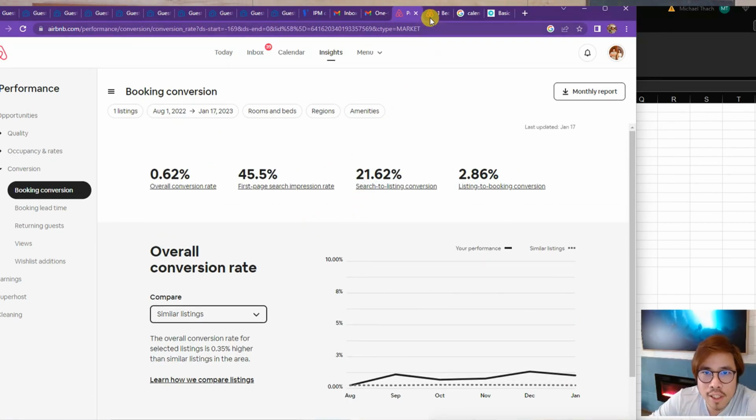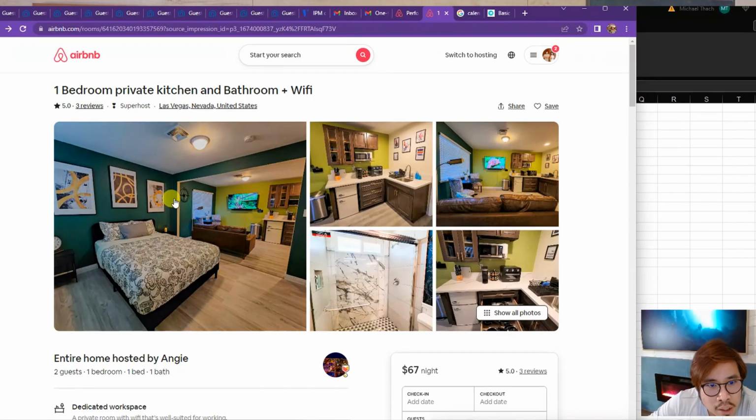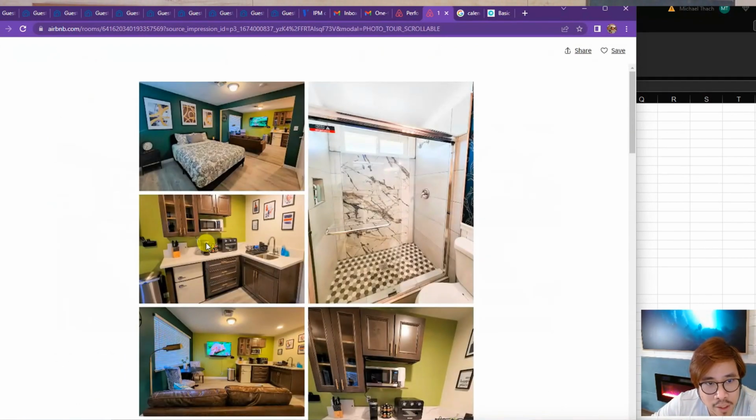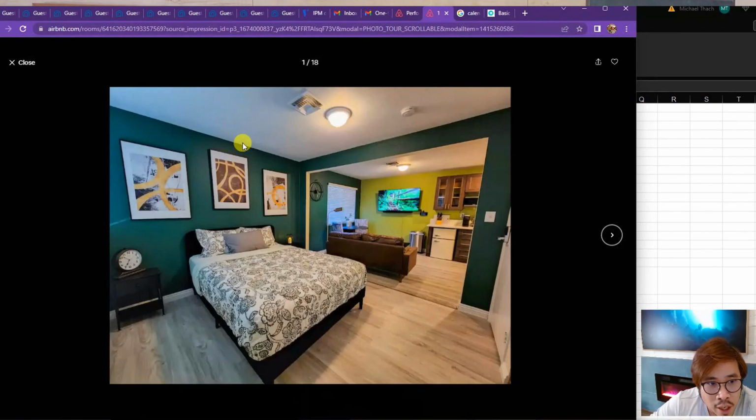So let me show you the listing. So this is the listing right here, and this is the picture everyone will see at the beginning. I try to capture everything that was important to me. So when you take pictures, try to have the lights on, take it with a wide angle, and let people see what is important to you.